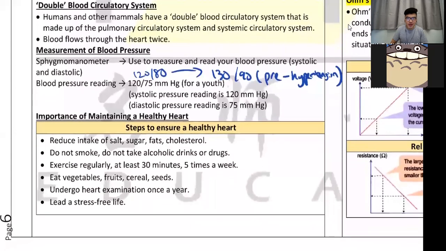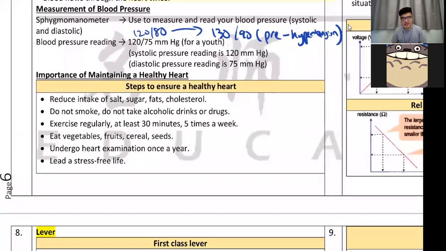So how do you make sure you have a healthy heart? All these are just good to learn. So how do you make your heart healthy? Everyone knows this. Reduce your salt, sugar, fat and cholesterol. Don't smoke, and don't take drugs. Alcohol can, from time to time, okay.